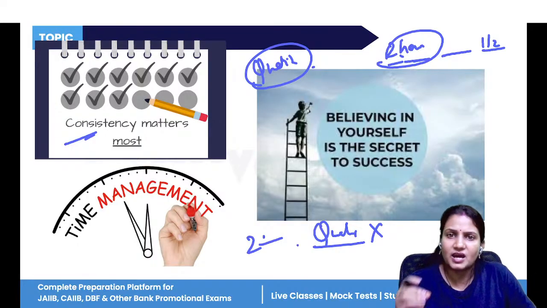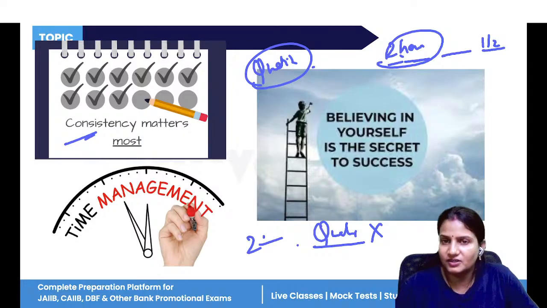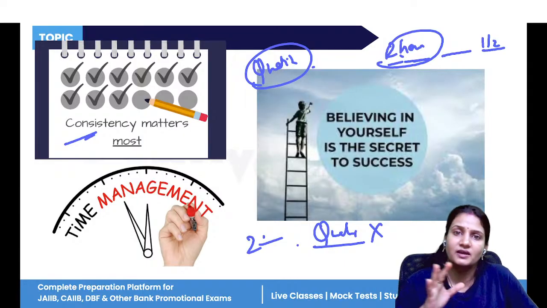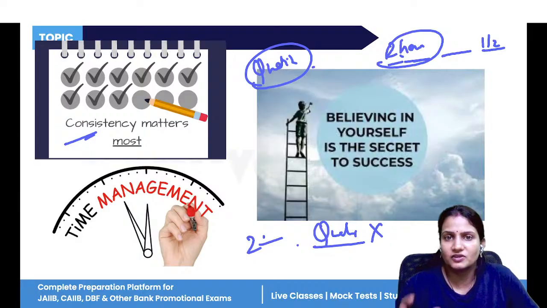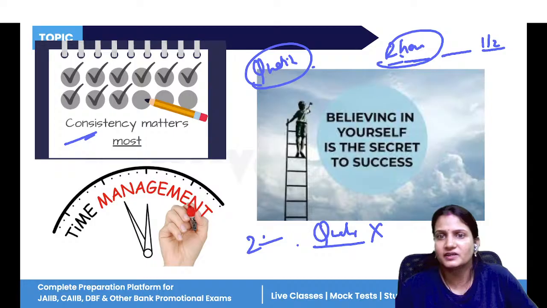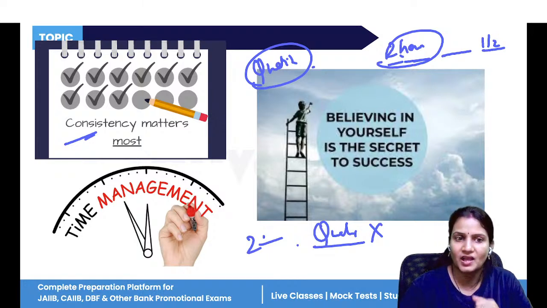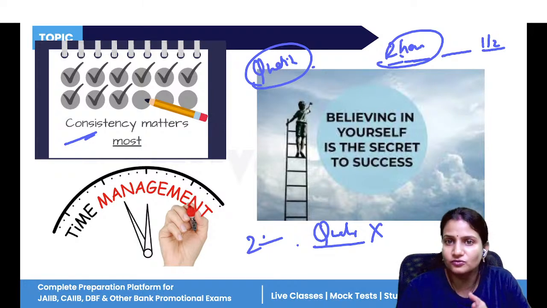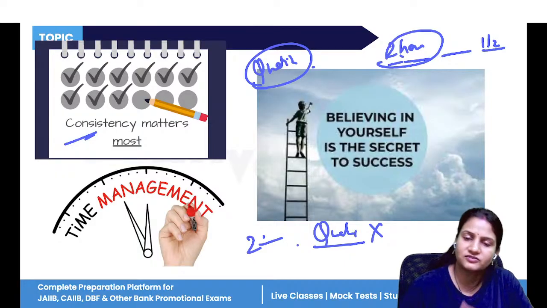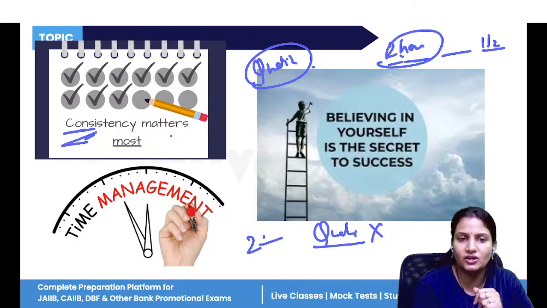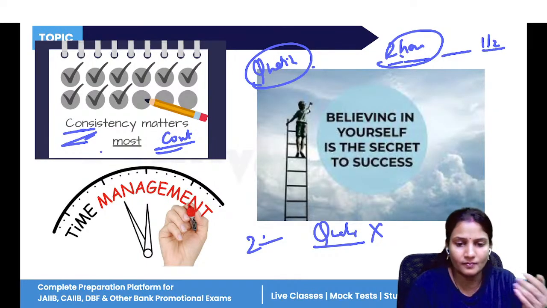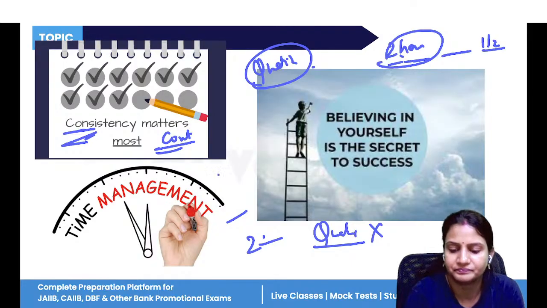Whatever time you are giving, concentrate and focus on what you are studying. Make your handwritten notes. Do revision daily, and once you have completed a particular unit or module, try to give mock tests of that so that you know where you are standing. Consistency means that every day at least you have to study. Even half an hour is fine, but you have to study every day. Continuous preparation matters a lot, and accordingly you have to manage your time.